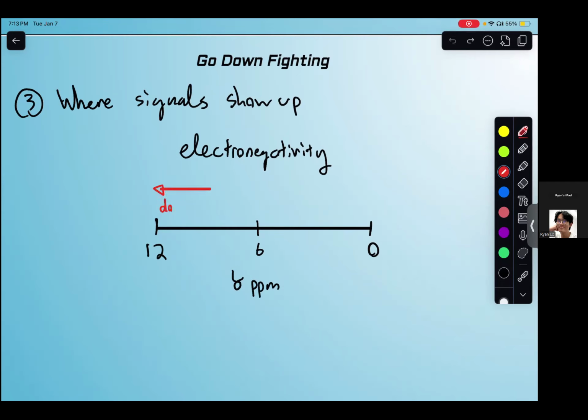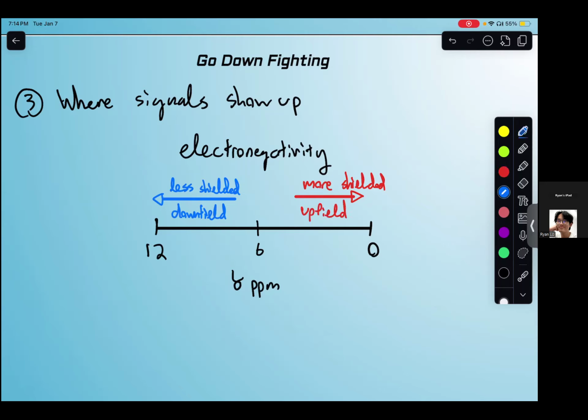Signals that show, wrong color. Oops. Signals that show up down here are going to be considered downfield or less shielded. Over here, if they show up on this side, it'll be more shielded or upfield. Yeah, this is relative to each other.